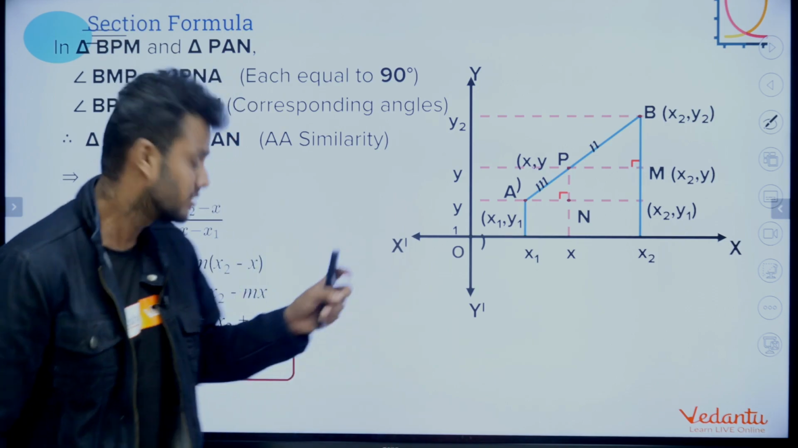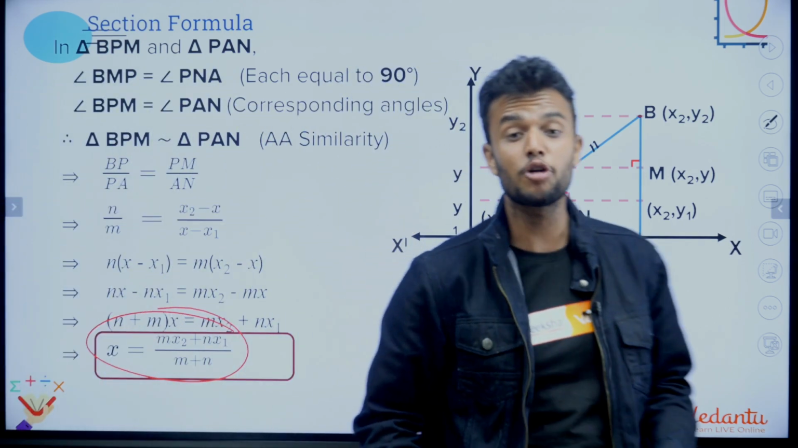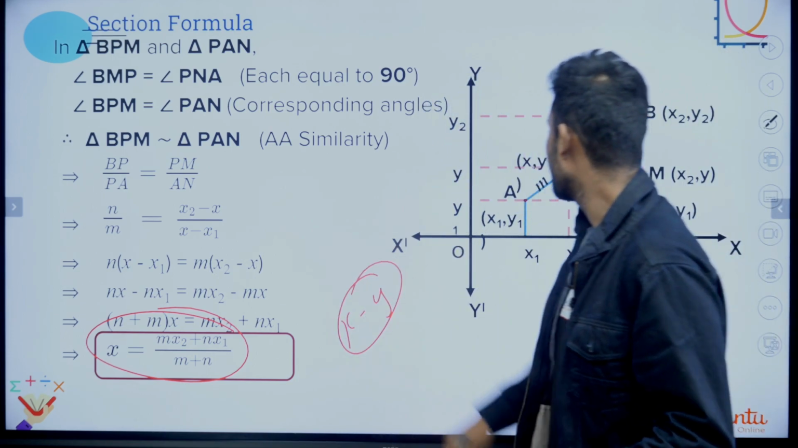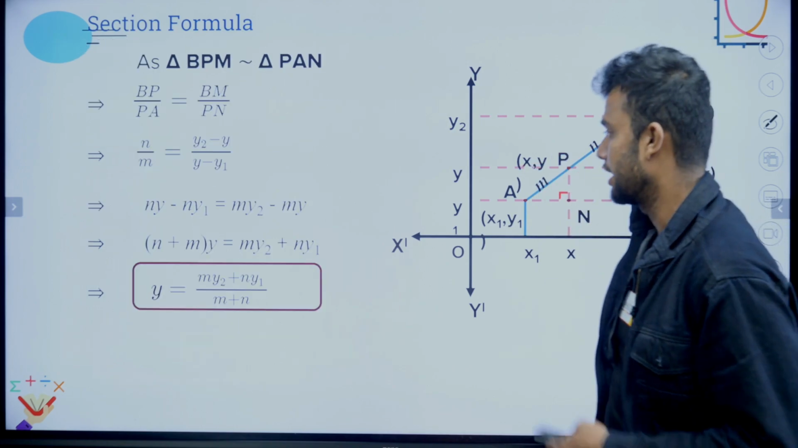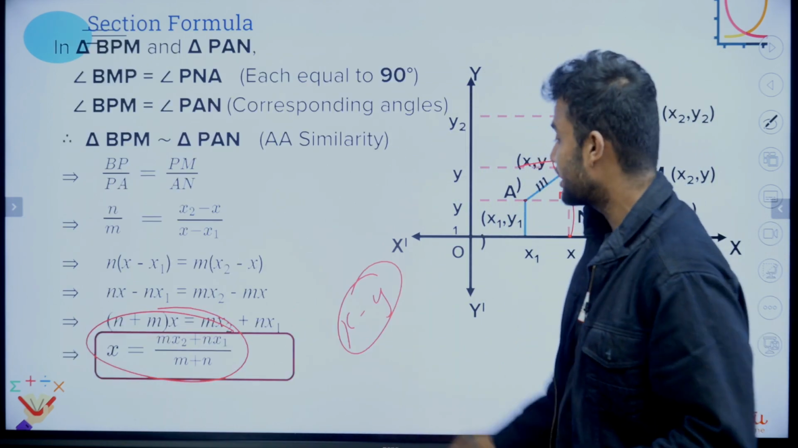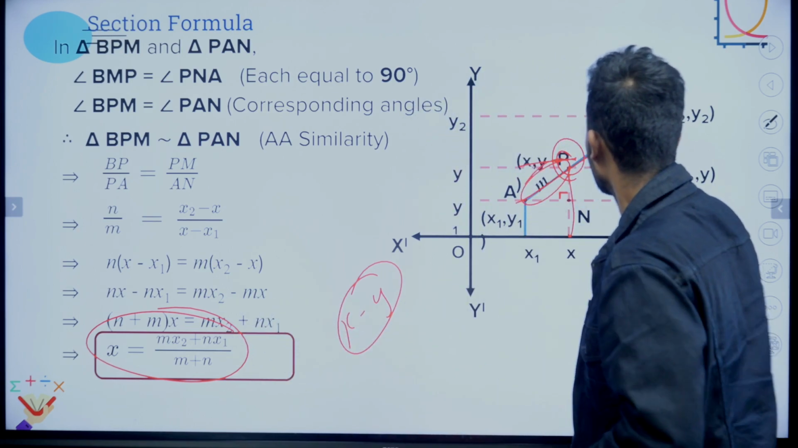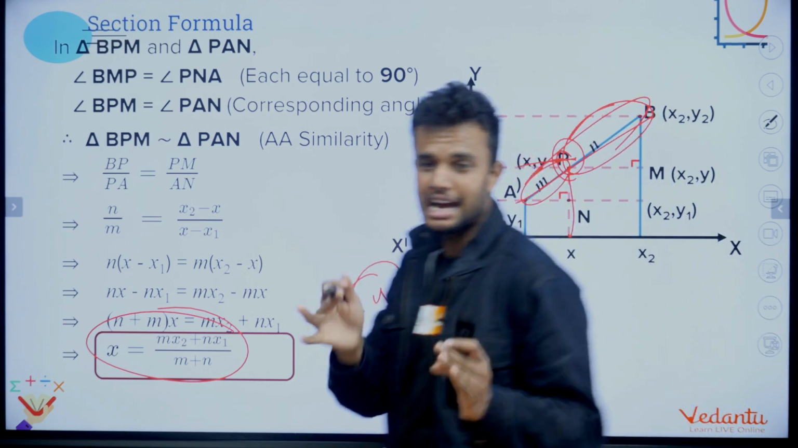Section formula, concentrate here. These two formulas are important. In the section formula, we mainly find the X and Y value of the coordinates. Okay, P of X comma Y. Where is X? This value we find. The X value is nothing but M into X2 plus N X1 over M plus N. It divides this distance. The line AB is there now, and it divides in some ratio. That's all.